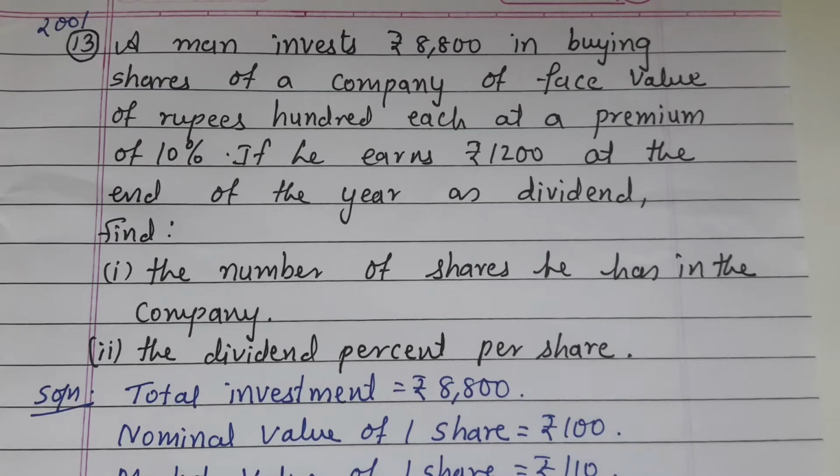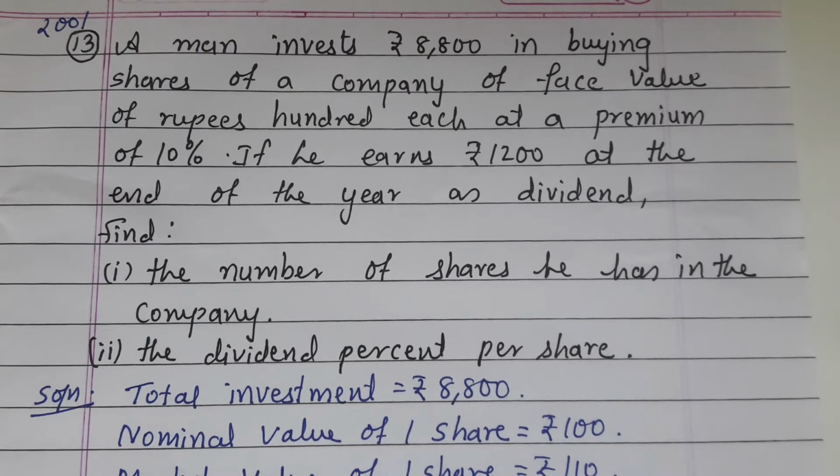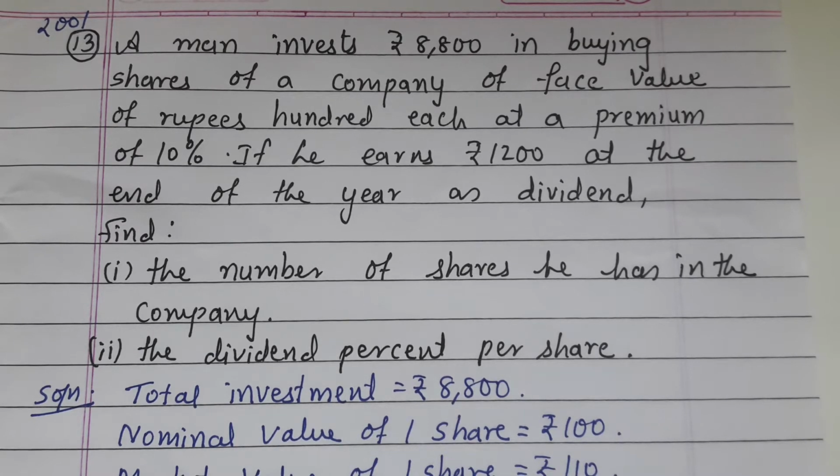Sum number 13. A man invests rupees 8,800 in buying shares of a company of face value of rupees 100 each at a premium of 10%. If he earns rupees 1200 at the end of the year as dividend, find first the number of shares he has in the company. Second, the dividend percent per share. Face value means nominal value of the share.